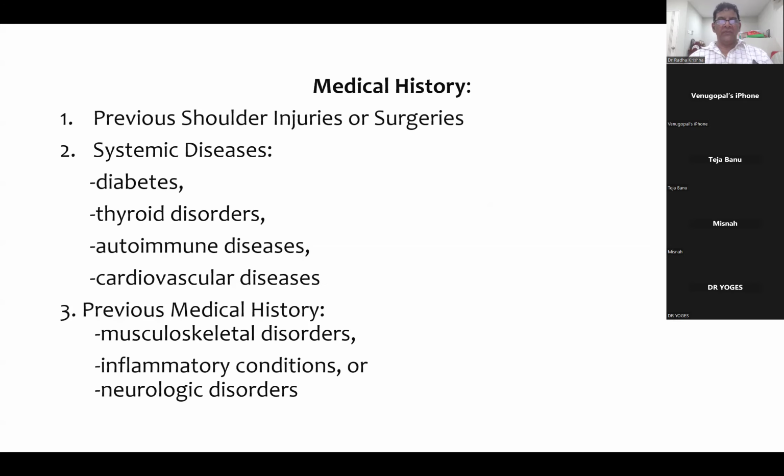Okay, then we have to have a very clear medical history. Was there a surgery before on the particular shoulder? Were there any injuries? And then we have to ask about systemic diseases like diabetes. Are you a diabetic? Or if you are a diabetic, what medications are you on? Whether it's insulin injection or tablets. Whether the person has hypothyroid or hyperthyroid.